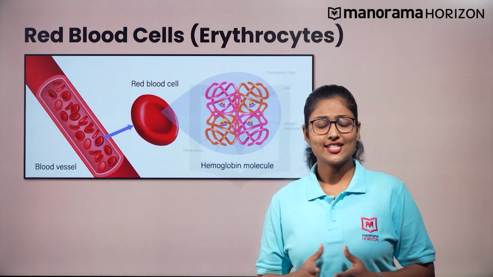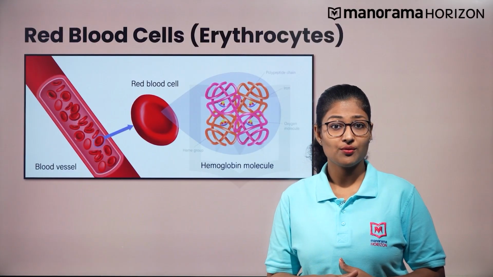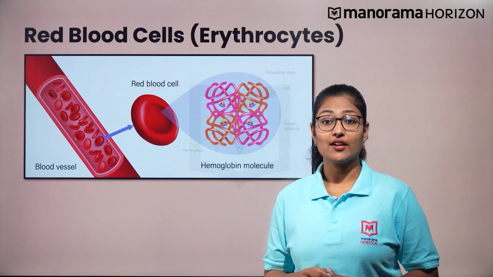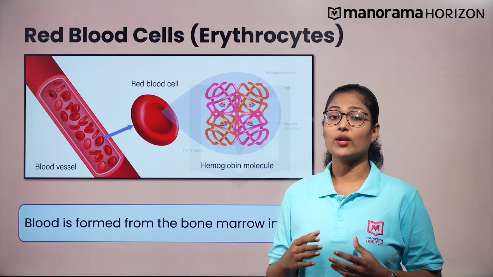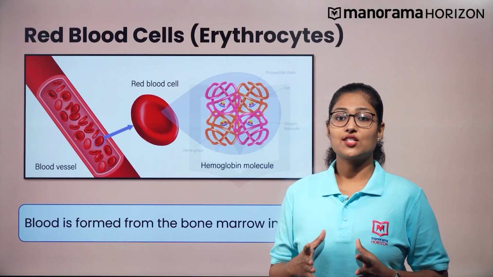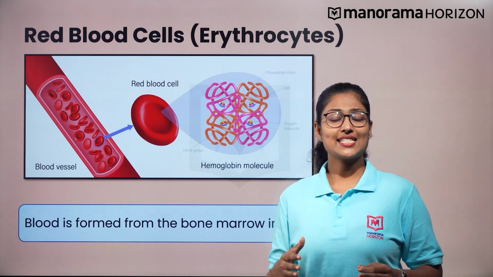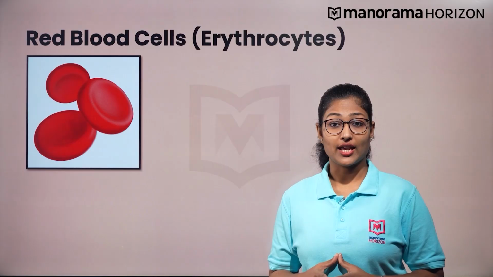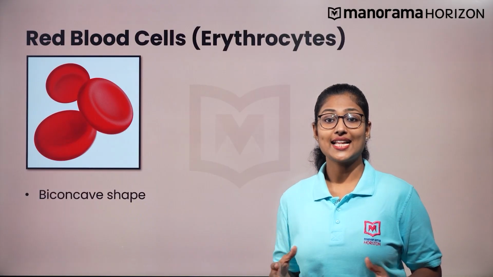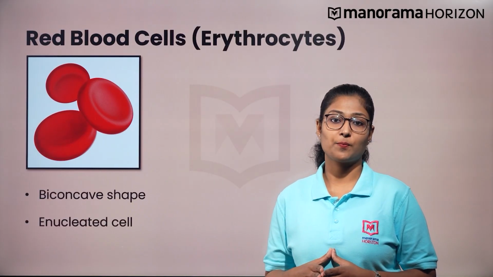So, from where does this RBC get its origin? These cells are formed in the red marrow in adults. Now let us check the structure of an RBC molecule. These cells are biconcave and these cells do not have a nucleus.